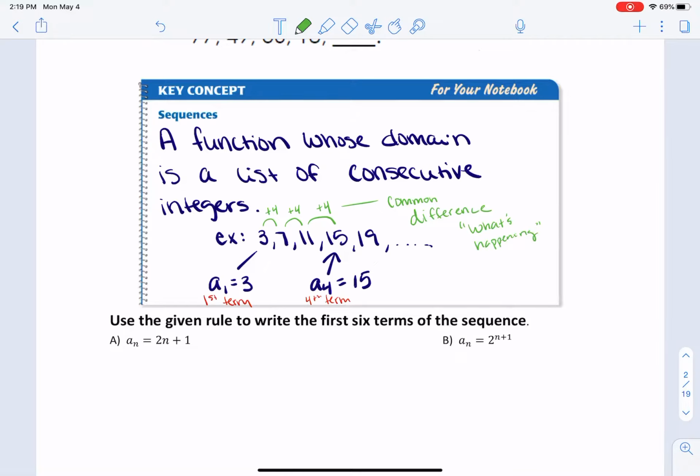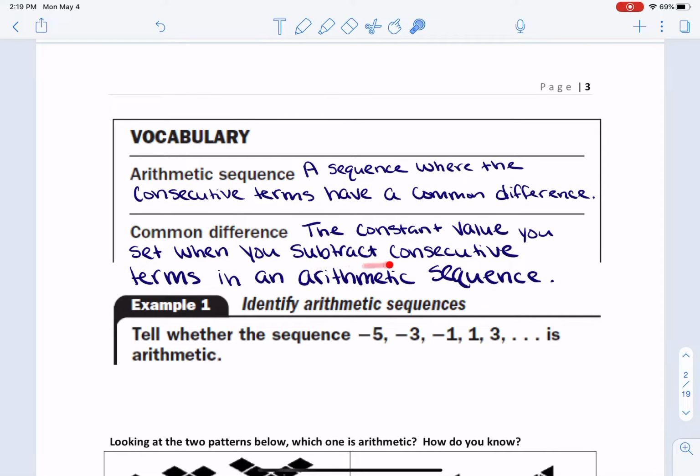Okay, so going to the next page, we have some vocab. An arithmetic sequence is a sequence where the consecutive terms have a common difference. And common difference, we just talked about that. That's like what's happening each time between our terms. But the formal definition is the constant value you get when you subtract consecutive terms in an arithmetic sequence.